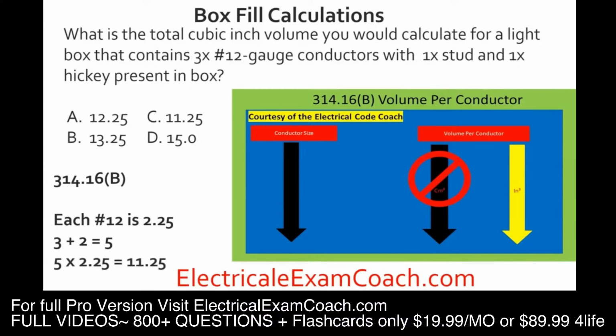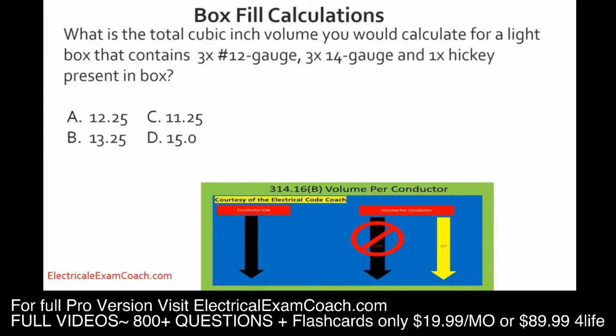We take those 5 number 12s, multiply it by the cubic inch volume for 12, and we end up with 11.25 cubic inches, and we would select C. What is the total cubic inch volume you would calculate for a light box that contains 3 number 12 gauge conductors, 3 14 gauge conductors, and 1 hickey present in the box?